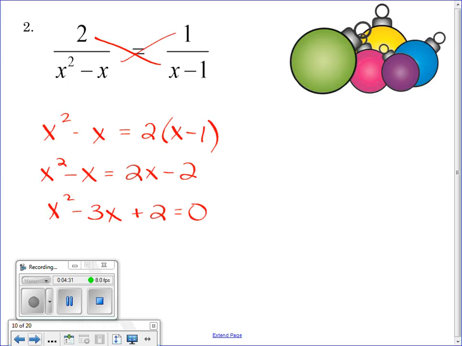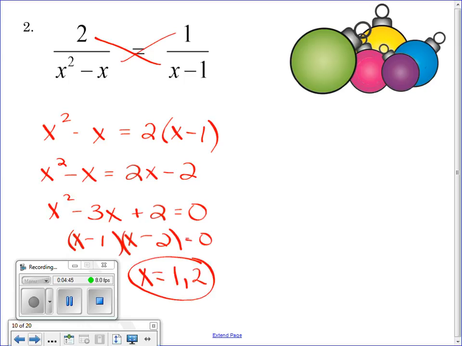All right, how does this factor? x equals 1 and 2. Now, do you remember the whole thing about when I talked to you about restrictions? x cannot be 0 or 1.